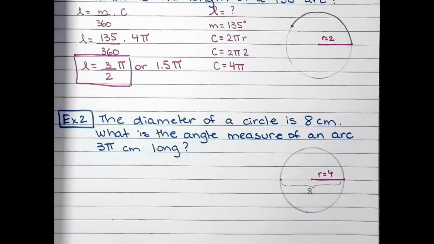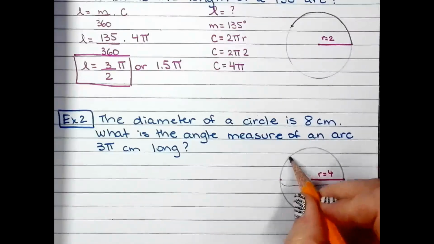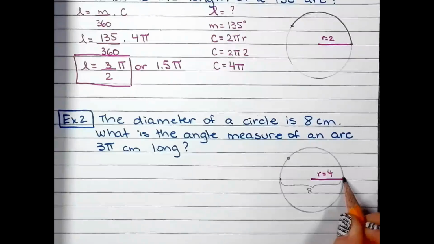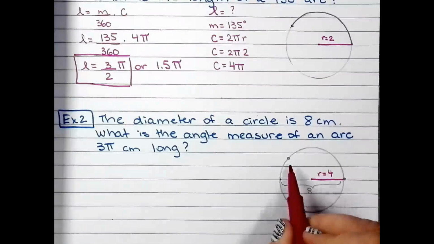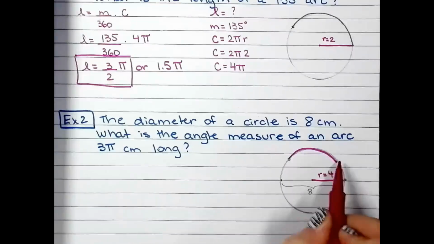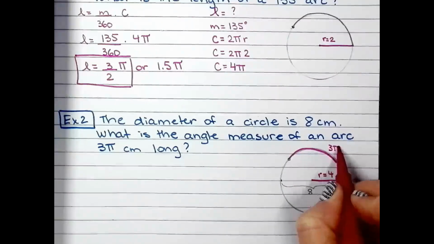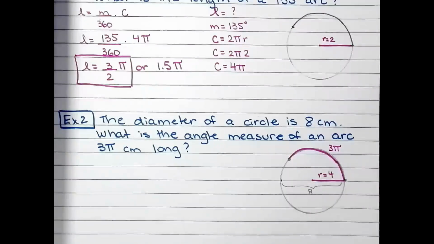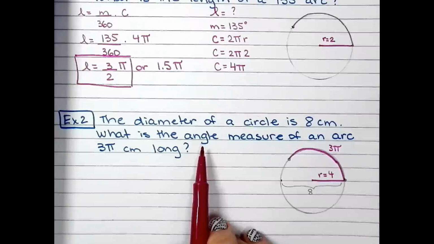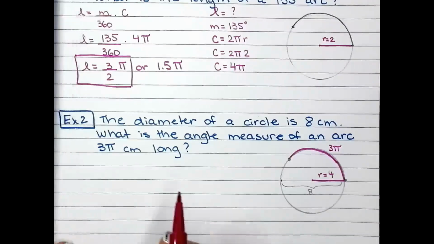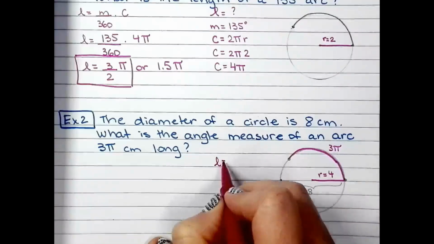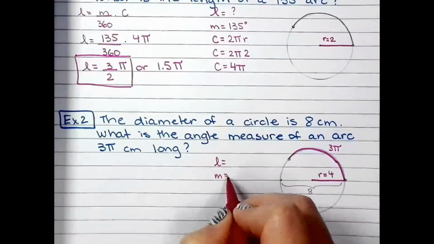You're like, I don't know. It's okay. So we're looking at an arc that would go, again, not drawn to scale at all. So we're looking for the arc right there. So it's 3 pi. What is the angle? What is the degrees? What is M? So L, M, and C.